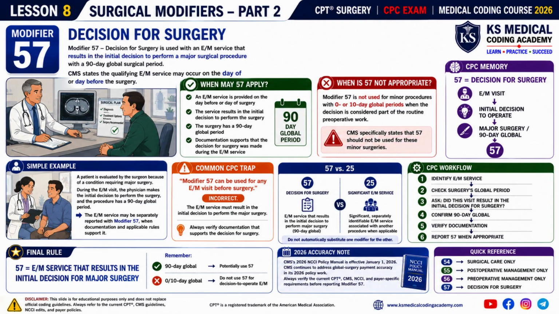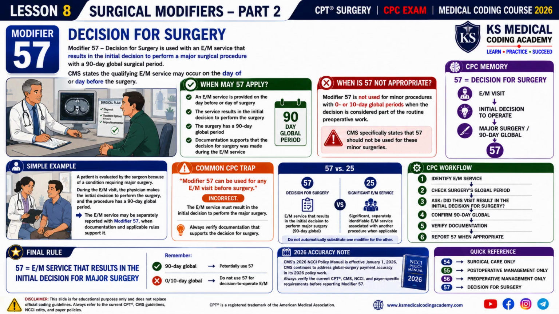Now let's learn about Modifier 57, decision for surgery. Modifier 57 is used with an E/M service that results in the initial decision to perform a major surgical procedure with a 90-day global period. The qualifying E/M service may occur on the day before or the day of the surgery. The key question is: did this E/M visit result in the initial decision to perform the surgery? If the answer is yes, and the surgery has a 90-day global period, Modifier 57 may be appropriate when the documentation supports it. Here's an important CPC point.